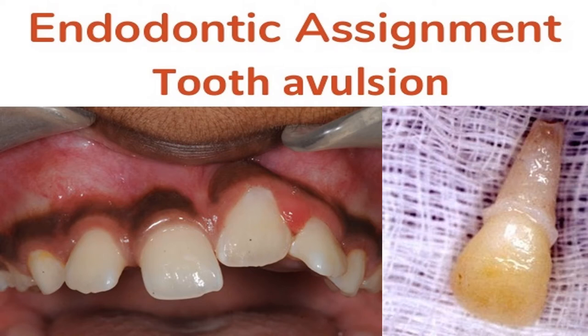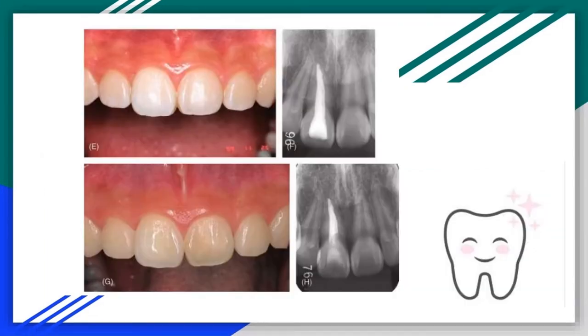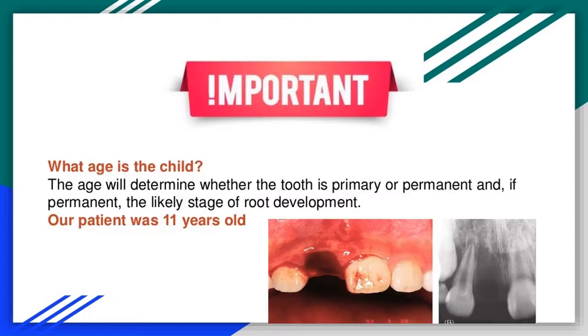Endodontic assignment: tooth avulsion prepared. The tooth has been found and it is wrapped in a tissue. Example case. 4. What age is the child? The age will determine whether the tooth is primary or permanent and, if permanent, the likely stage of root development. Our patient was 11 years old.